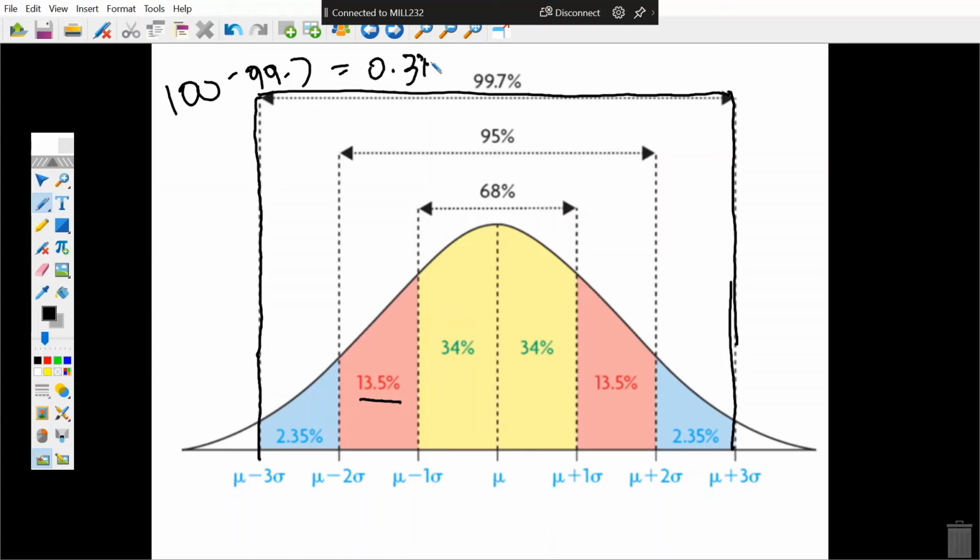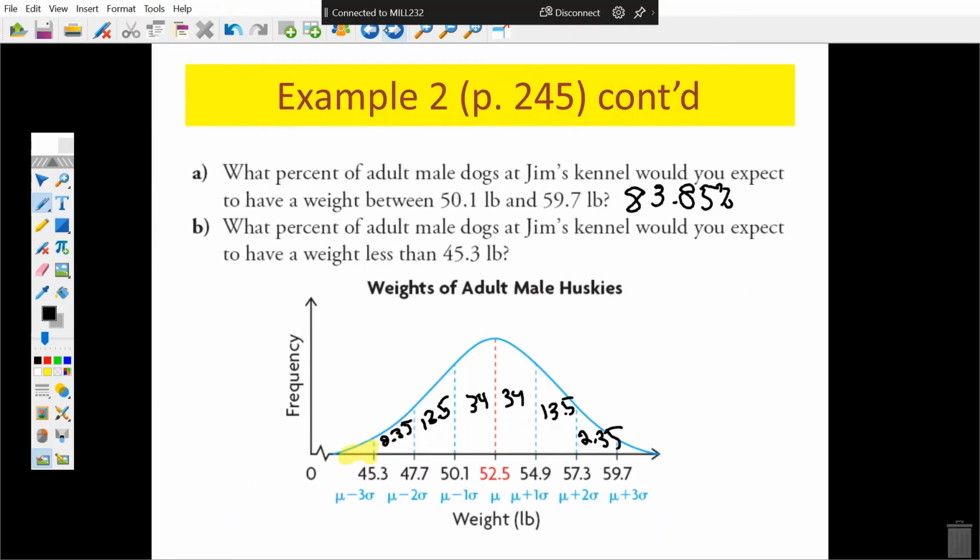0.3% is split between this piece and this piece, right? So then what's half of 0.3%? Right, 0.15%. So when the question asked us, what percentage of the adult male dogs would you expect to have a weight of less than 45.3? Well, that's this only little piece that's left. That would be 0.15%. Cool? Cool.